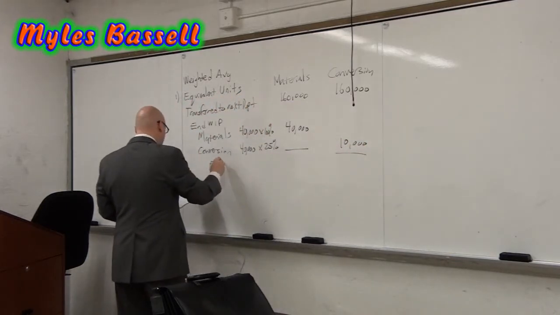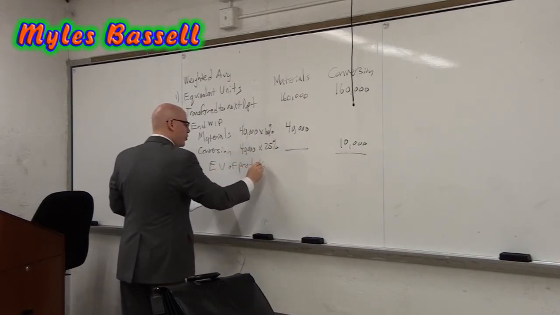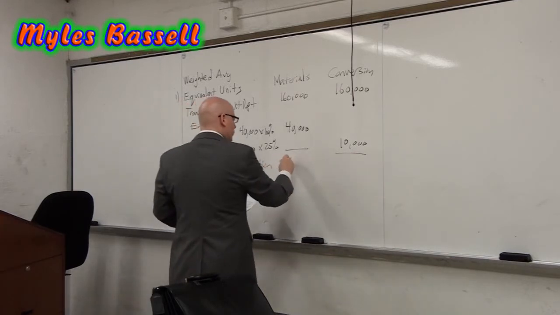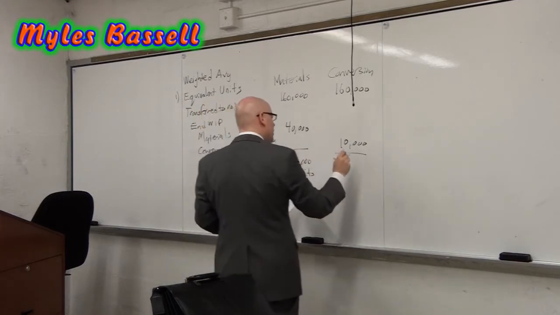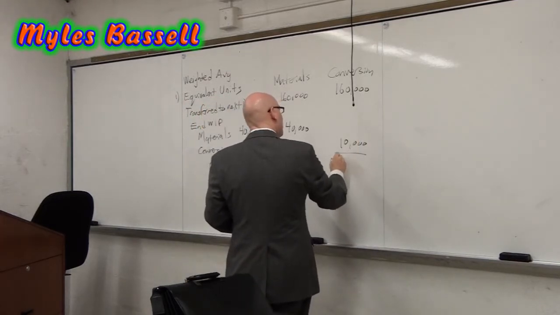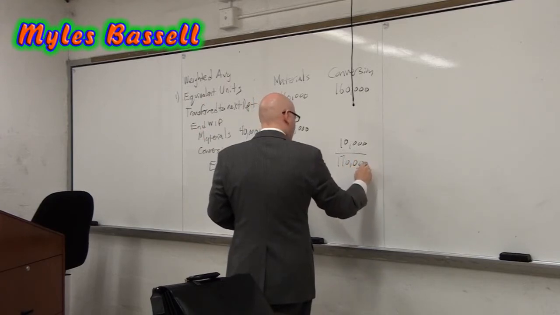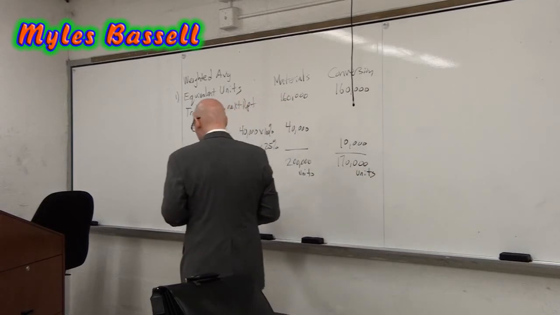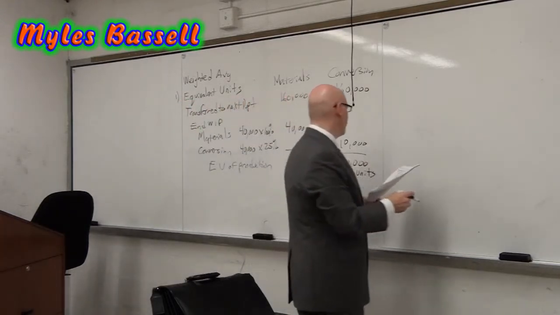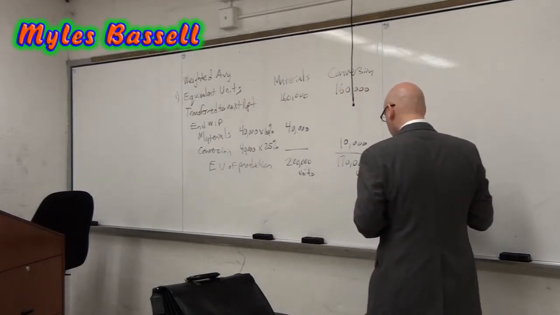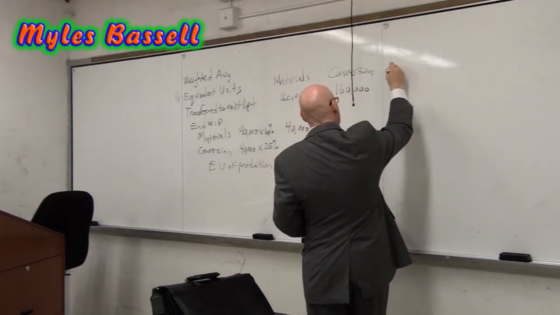So the equivalent units of production, how much is it for materials? 200,000 units. We're going to talk about dollars, but right now we're looking at units. And 170,000 converted units. All right, let's look at the cost. So we have the equivalent units of production. Now we're going to look at the cost.